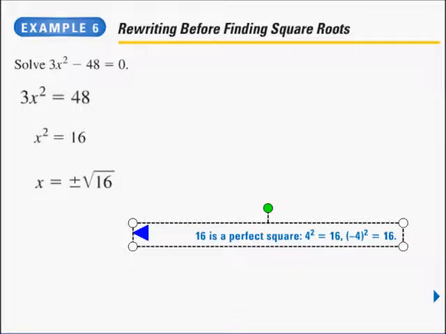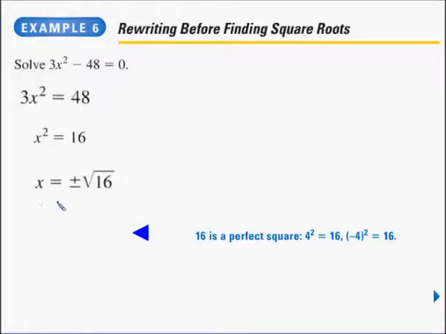Because 4 squared would be 16. But also, when I square a negative 4, negative 4 times negative 4 also will result in a 16. To check your answer, you always want to square your answer and see if you come up with the solution that is inside the radical sign.